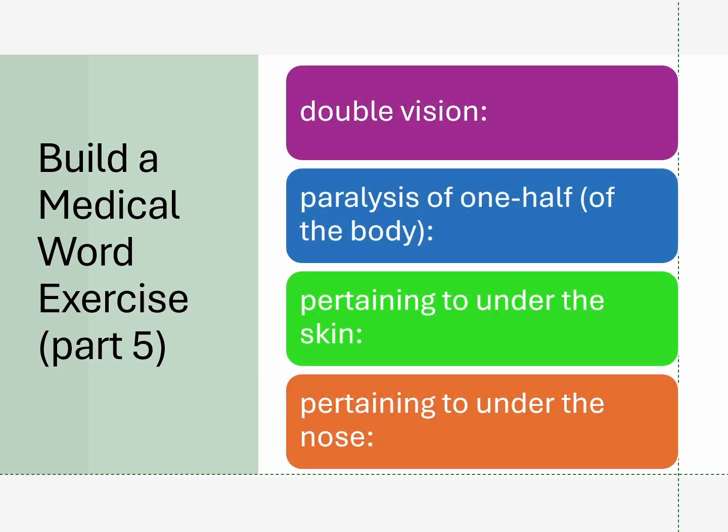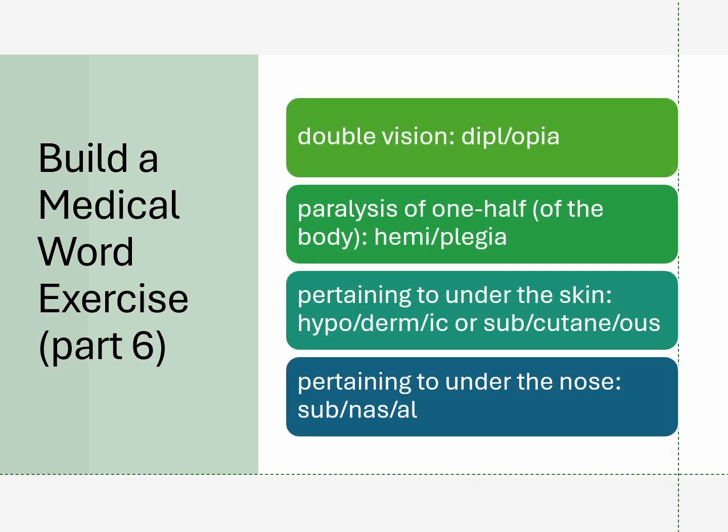Here's one more. Double vision, paralysis of one half of the body, pertaining to under the skin, and pertaining to under the nose. Double vision is diplopia. Paralysis of one half of the body is hemiplegia. Pertaining to under the skin is hypodermic or subcutaneous. Pertaining to under the nose is subnasal.